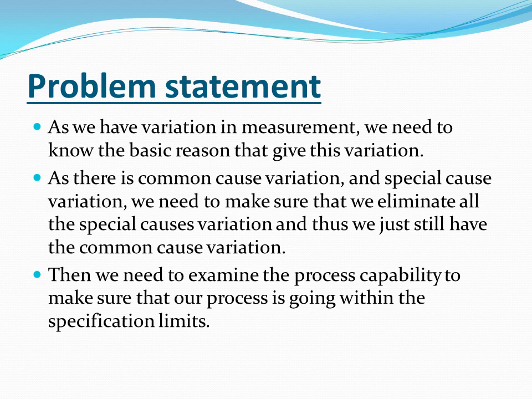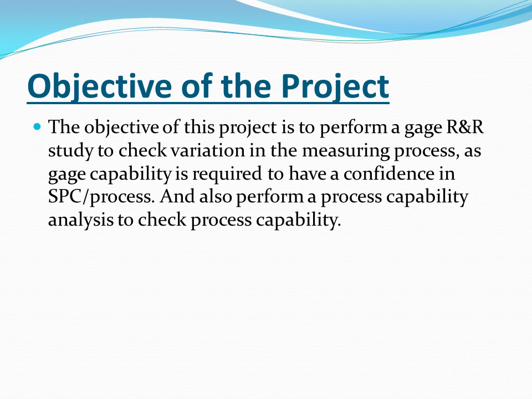Coming to the problem statement, as we have variation in measurement, we need to know the basic reason that gives this variation. There are two types, common cause variation and special cause variation, so we can eliminate the special cause variation. Then we need to examine the process capability to make sure that our process is within the specification limits. The main objective of the project is to perform a gauge R&R study to check variation in the measuring process, as gauge capability is required to have confidence in the SPC process.